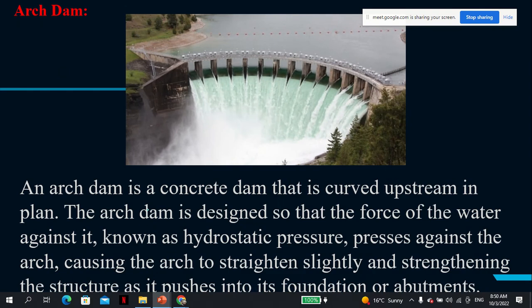So we also have an arch dam. You can see it looks like an arch, and the reason for this is that it's already curved. So if the water pushes, it kind of tries to straighten the arch, and so the load is effectively carried.